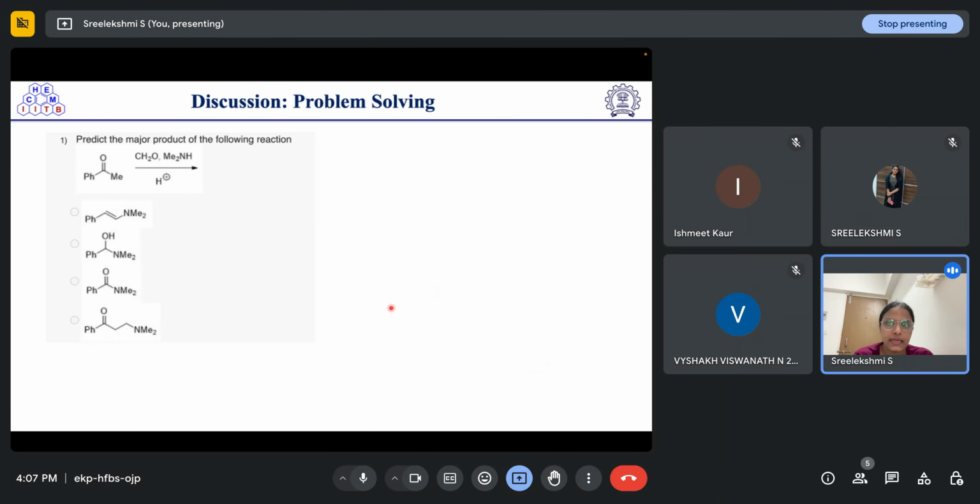So you can try answering these questions. We have now discussed the mechanism in detail. So first you have to identify which reaction it is and then try to get the product. Predict the major product of the following reaction. So this ketone in presence of this formaldehyde and this dimethylamine and acid, what product will we be getting?